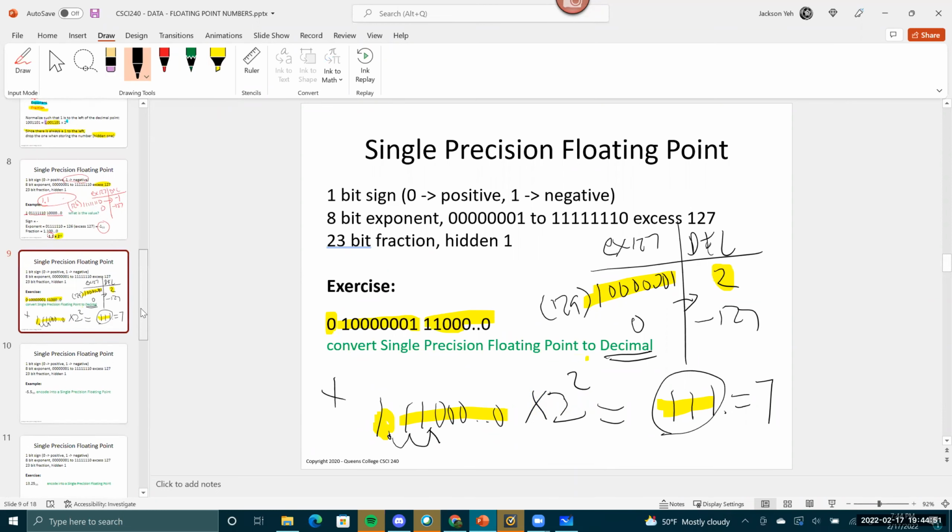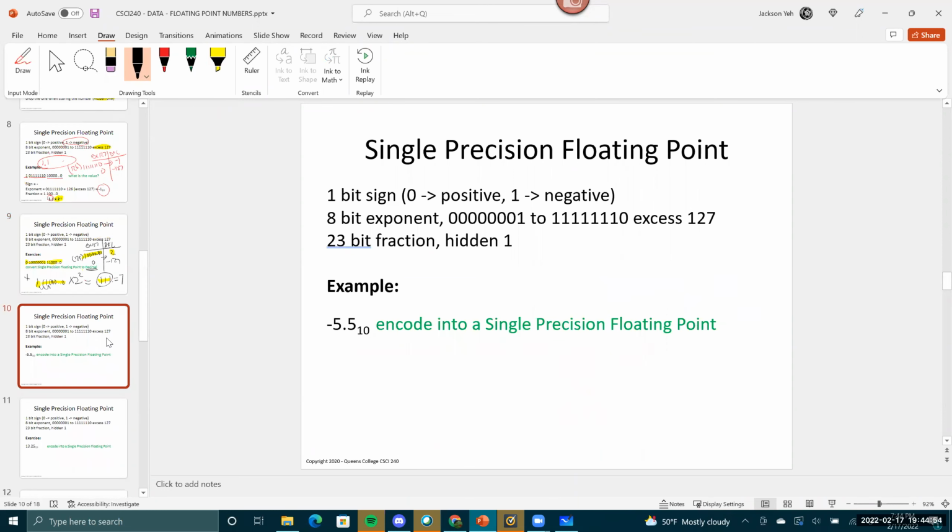All right, next. Okay, so now we're going to move backwards. Assume I have a number, negative 5.5, and I want you to encode this into a single precision float. So the first thing you need to do is convert to binary. So this is negative. 5 would be 101. And 0.5 is this, 0.1, right? Remember our number bases? This was 1, this is 2, this is 4, this would be 1/2, this is 1/4. So 1/2 is 0.5, so it's going to be 0.1.